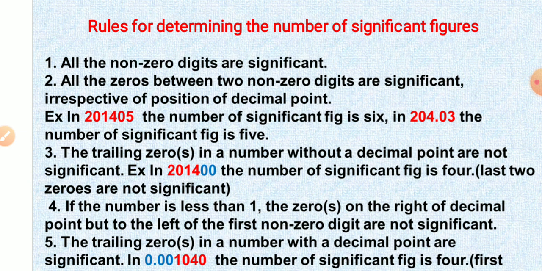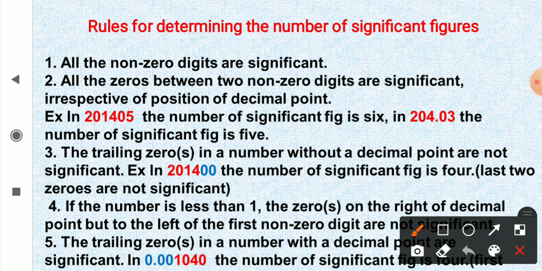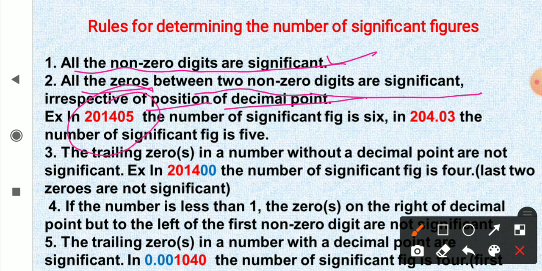We have some rules for them. So let us begin with the first rule. All the non-zero digits are significant and all the zeros between two non-zero digits are significant, irrespective of the position of the decimal point. So for example, if I have this number 201405, you can see that we have non-zero digits 2, 1, 4, 5 and zeros lying between them. So they all are significant and this number has 6 significant figures.